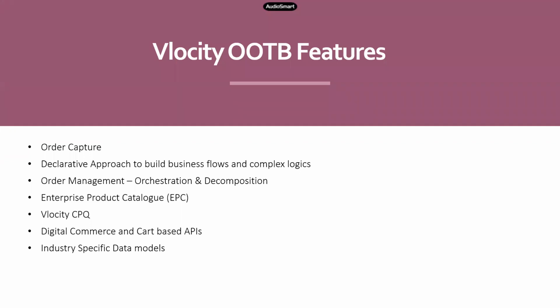For example, to create an order, right? You don't have to write any Apex class in the backend, or you don't even need to use Omni Studio components. You can just call a simple API, give the account name, account ID, give the product ID, and it creates an order for you. Other than order management and order capture, Vlocity has built these digital commerce and cart-based APIs. We'll see what the segregation is and why it has been defined like that. We'll see all those details much more clearly.